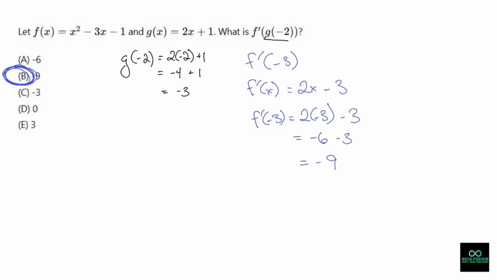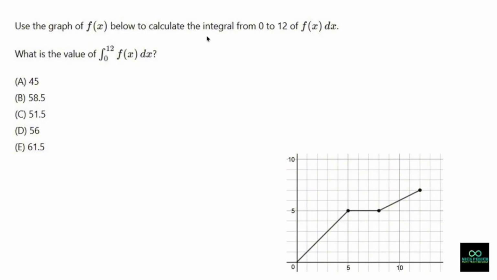And that's your guy. Use the graph of f of x below to calculate the integral from 0 to 12 of f of x dx. So again, what is the value of the integral from 0 to 12 of f of x dx? So basically, I'm not given the actual formula. I'm given a picture. Now remember, the integral from whatever to whatever is the area under the curve. So I'm looking at this and I'm noticing, wait a minute, I have 3 shapes. I have that shape right there, like a triangle, a nice perfect looking triangle. I have that shape right there, a nice perfect rectangle, and I have that shape right there, a nice right trapezoid. So let's focus on the triangle first.